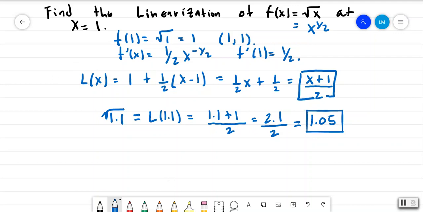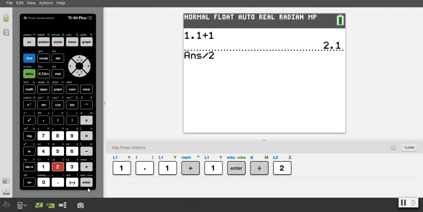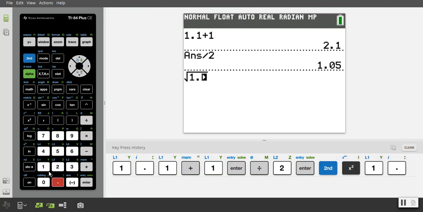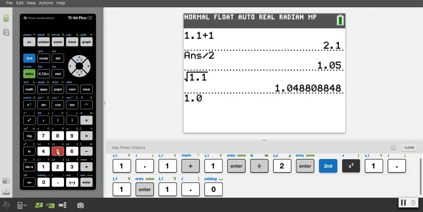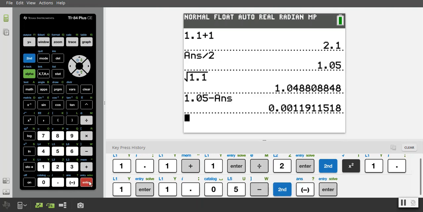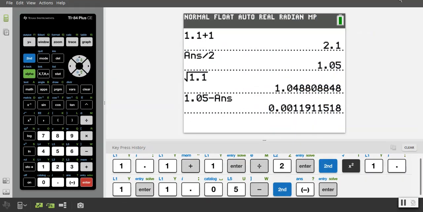Okay, now in the event that you want to use your calculator, 1.1 plus 1 divided by 2 gives 1.05. But what I want you to do here is take a look at the value 1.1 and take the square root. You see that we're off by a little bit in this case. We have 1.05 minus the actual answer, and we find that we're off by 0.00119, which is not very much, and it's very close in this case. So the error is equal to 0.00119.